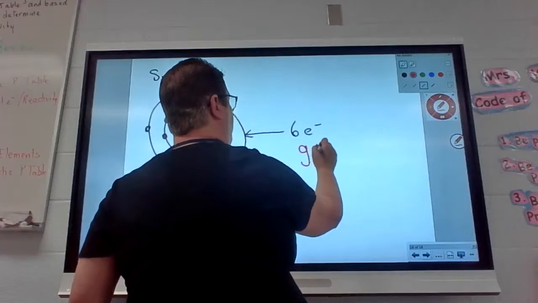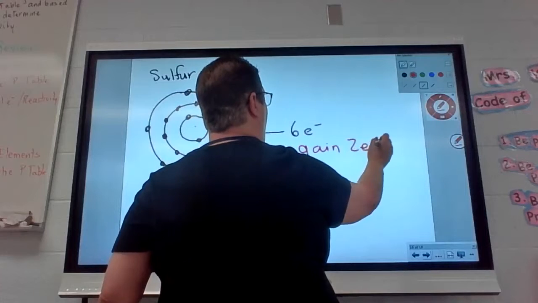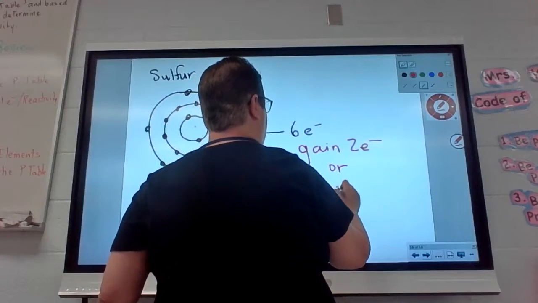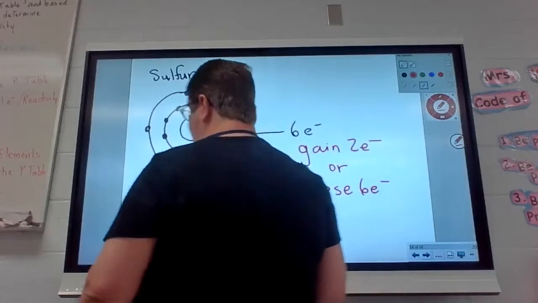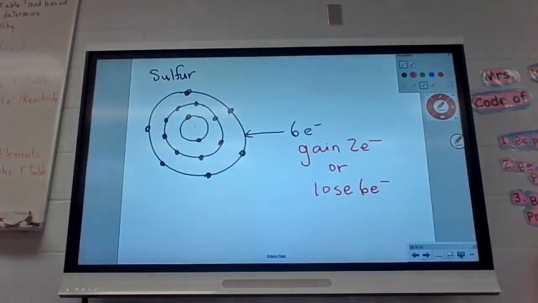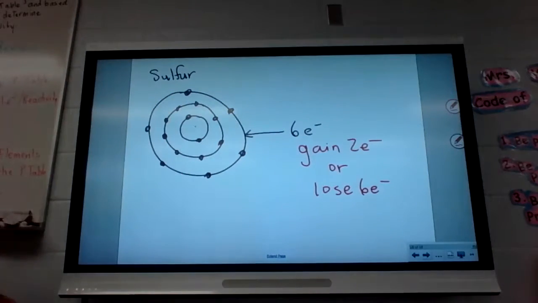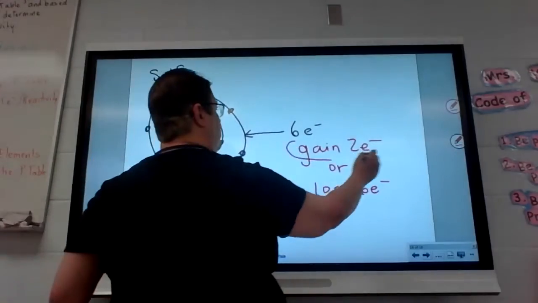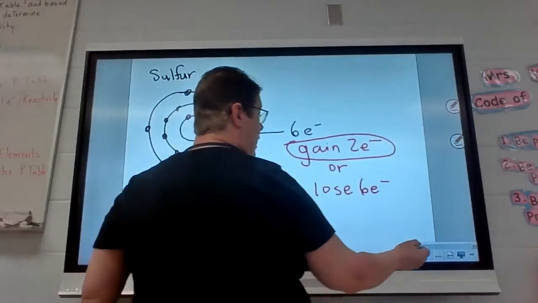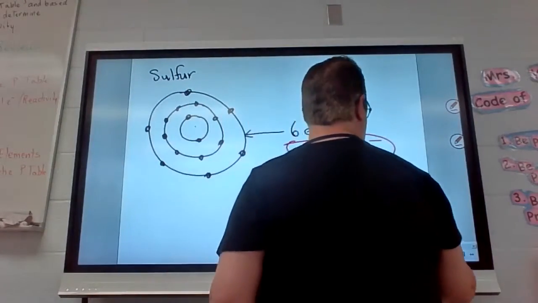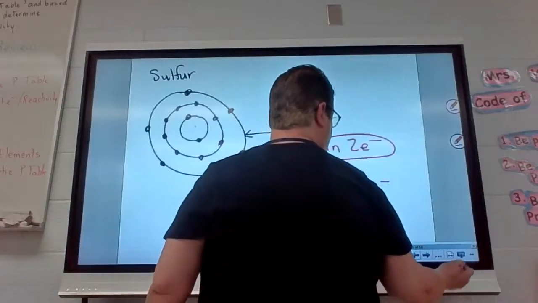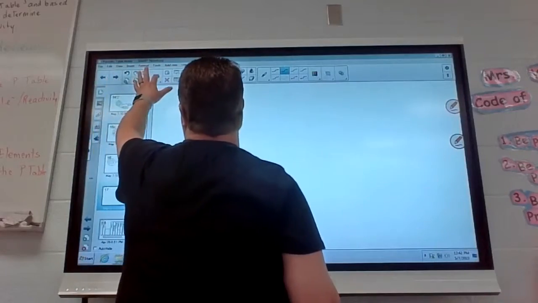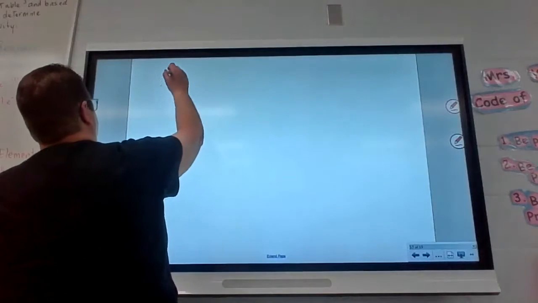It can gain 2, or it can lose all 6. Now, what's easier, to gain 2 or to get rid of all 6 of them? To gain 2. Okay? Now, the last one I was going to draw yesterday that we didn't have time for was argon.